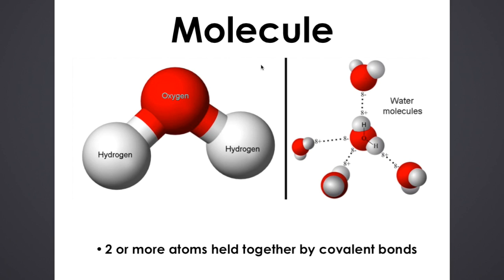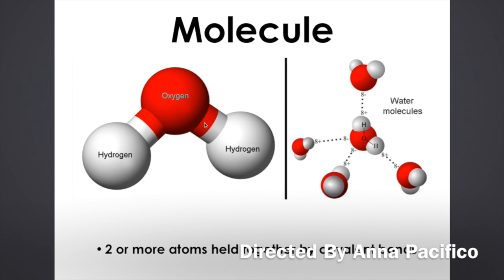Next we have molecule. Repeat, molecule. A molecule is two or more atoms held together by covalent bonds. So for example, here we have the water molecule, two hydrogen held together to an oxygen. These here are the bonds. This is a molecule.